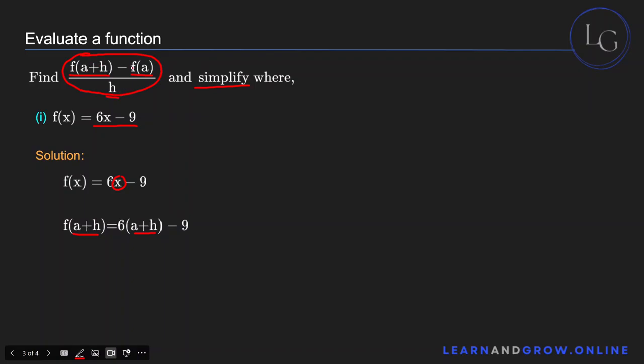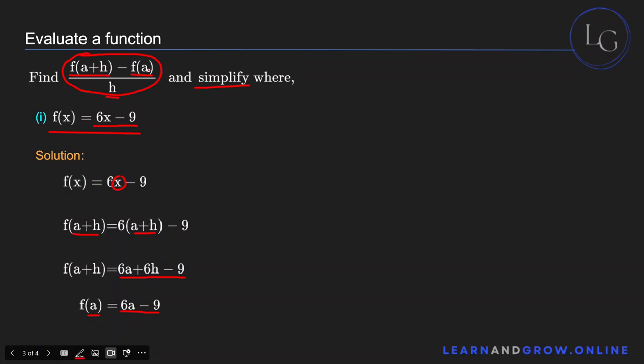So basically we have to find these two functions, and we've been given the actual function itself that we have to do this with respect to. So f of a plus h is equal to 6 into a plus h minus 9, right? Now we have to find f of a. So that just basically means instead of x, you write down a, right? Now let's just find f of a. F of a is equal to 6a minus 9 because f of x is equal to 6x minus 9. So obviously f of a will be 6a minus 9.